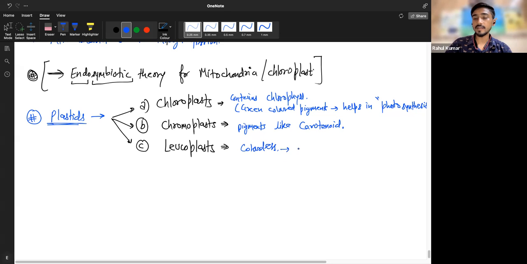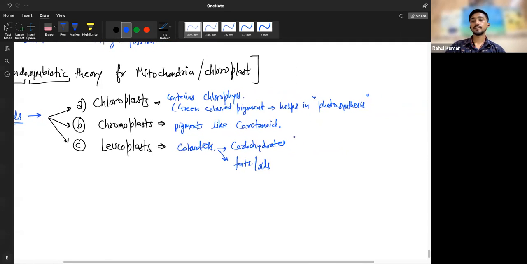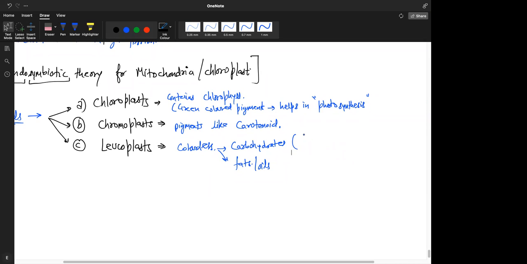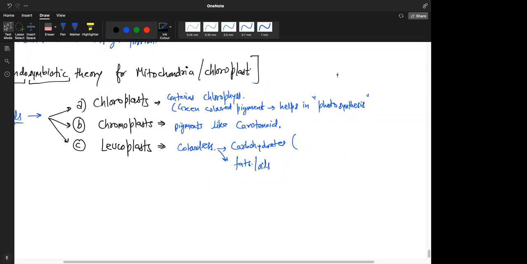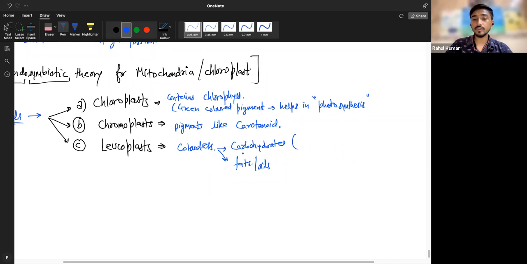So what do they contain? They contain either carbohydrates or they contain fats or lipids. Okay, fats, oils, or lipids. So if they contain carbohydrates, they are called, what is another word for carbohydrates? Do you know what is present in our mouth? An enzyme that digests. Saliva. Yes. What is present in saliva? Amylases. So the word amyl is used for carbohydrates.